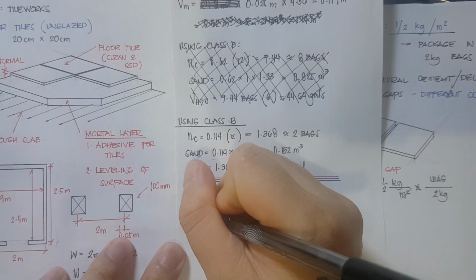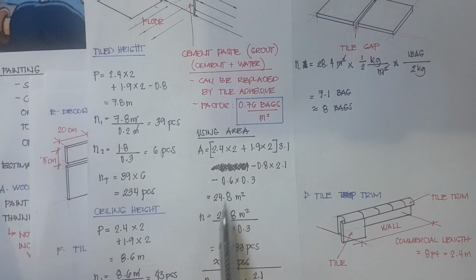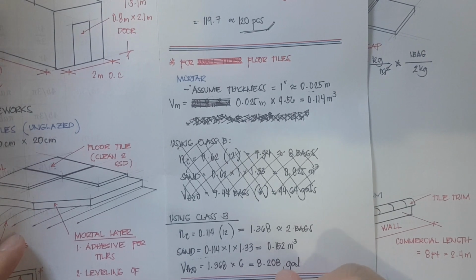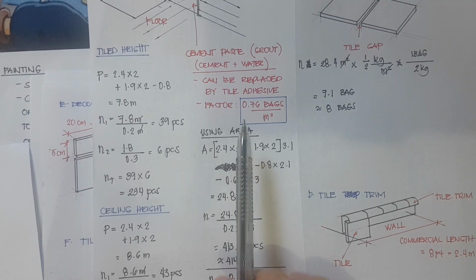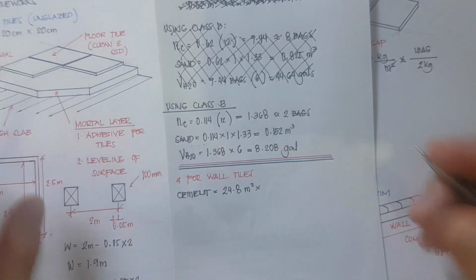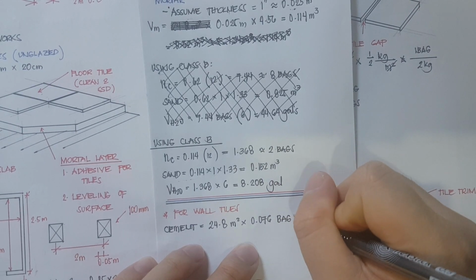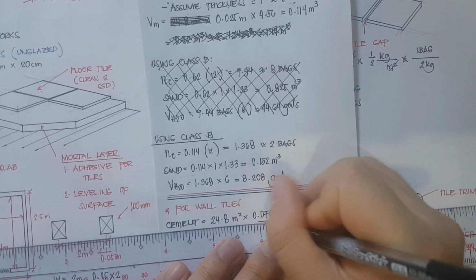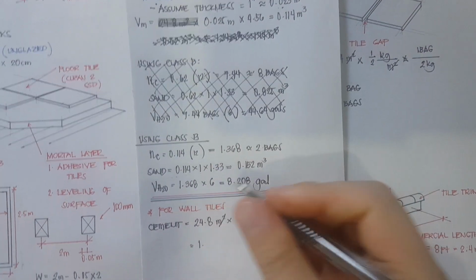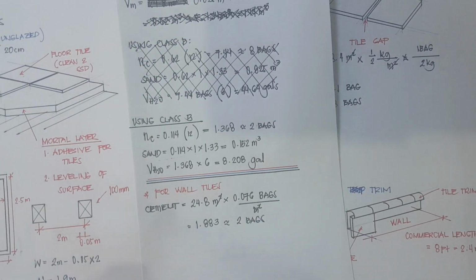For wall tiles, cement is equivalent to, what is the area? The area is 24.8 square meters times our factor to be 0.76 rather, so 0.076. So 24.8 times 0.076. And the unit is bags per square meter, so square meter will simply cancel out. Then cement is equivalent to 1.883, and this is equivalent to 2 bags for the cement paste.